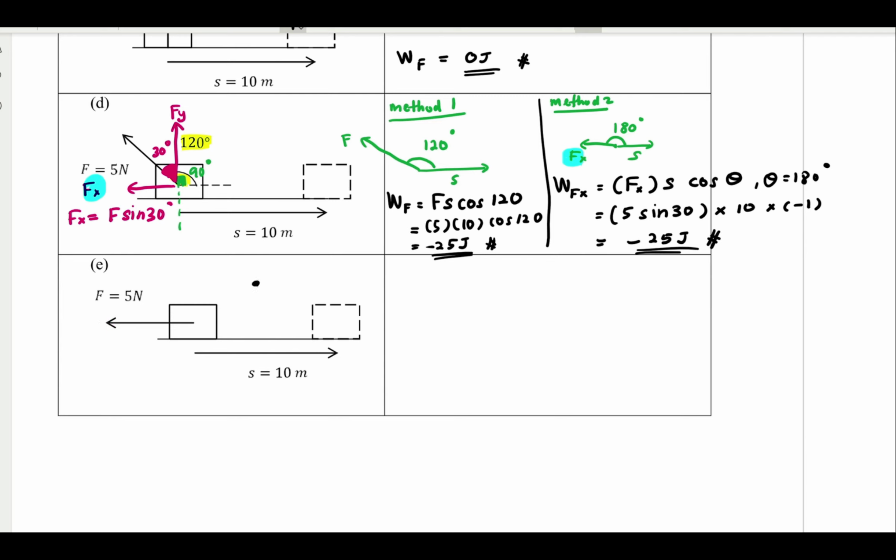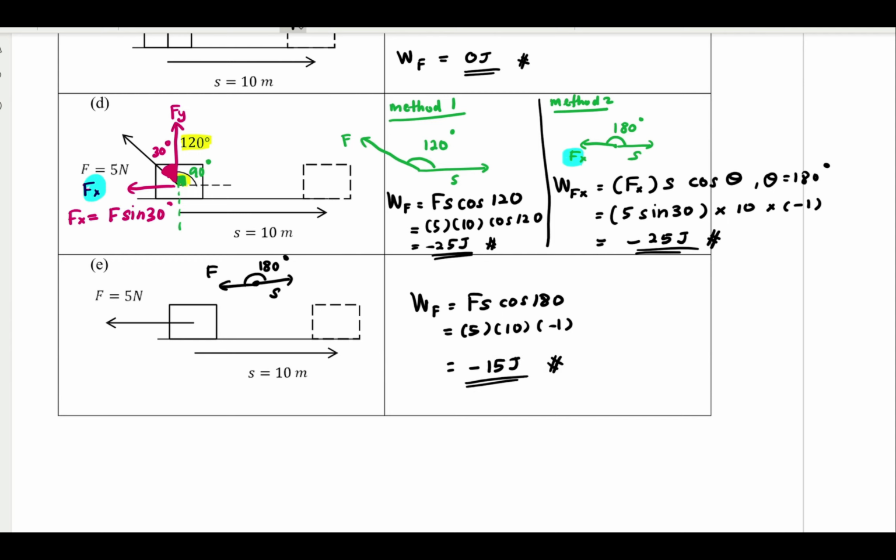Okay, so we can see here, S is to the right, F is to the left, and the angle between them is 180 degree. Okay, they are parallel but opposite direction. So this is very easy. We can straightly calculate cos 180, which is negative 1. Cos 180, negative 1. And then the answer is negative 15 joule.